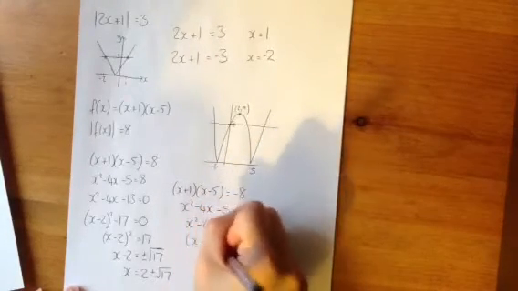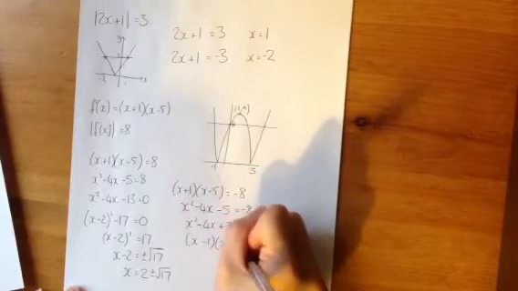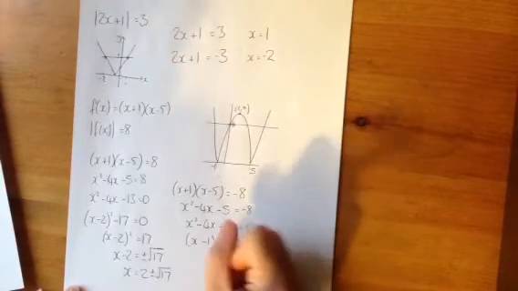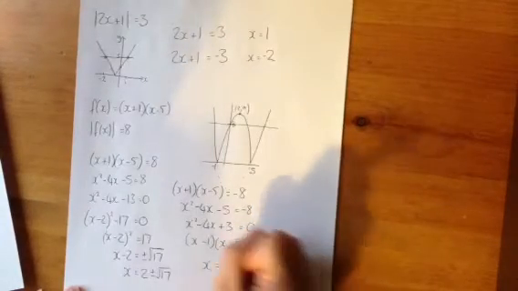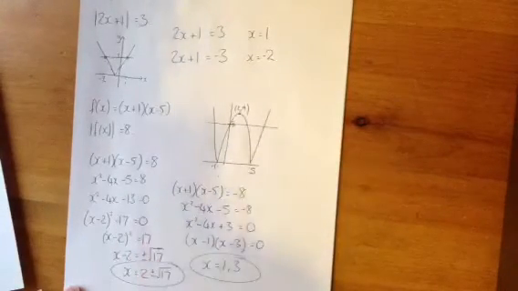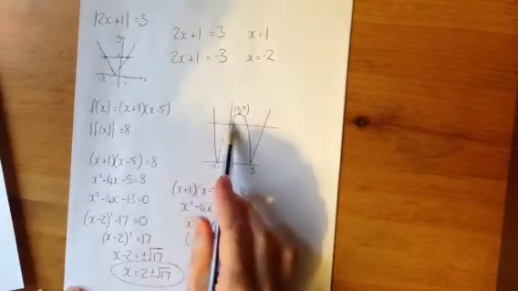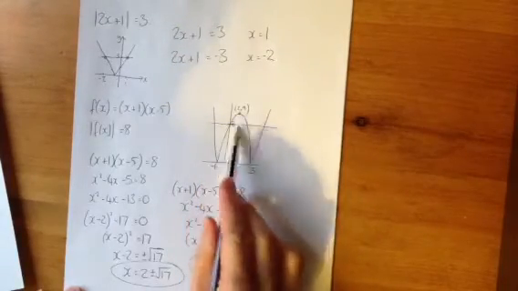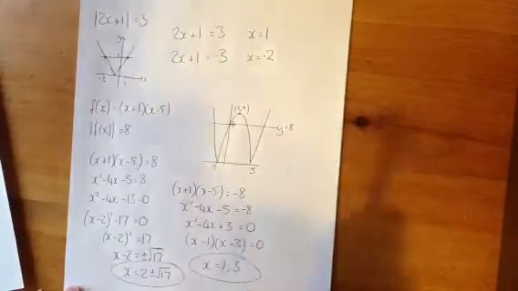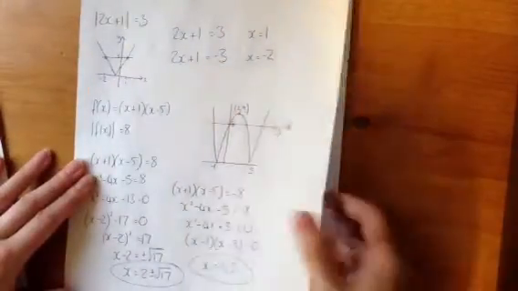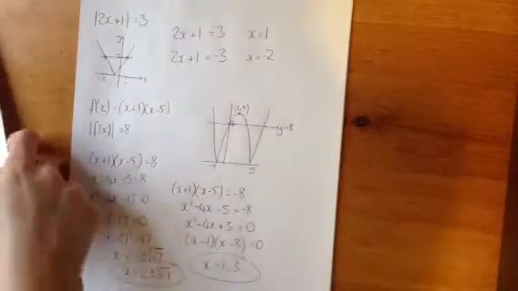We can factorise it. x minus 1 and x minus 3 is equal to 0. So we get our solutions: x is 1 or 3. So between those, we've got all of our 4 solutions, the different places that it intersects that line where y equals 8. Okay. So, a couple of harder ones.